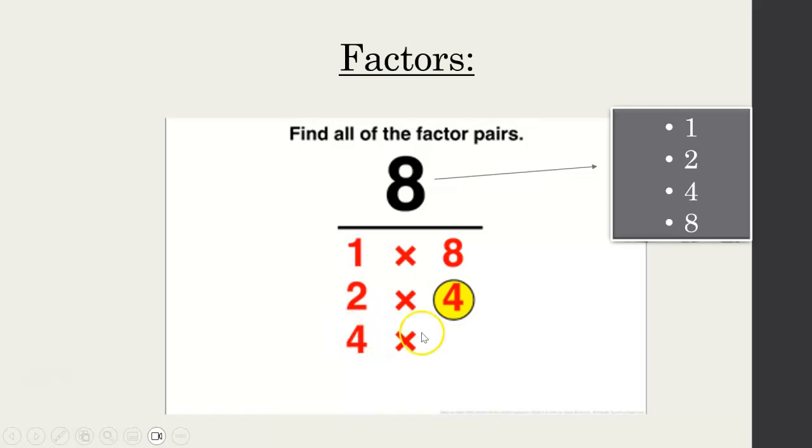Then I'll try 4. Well, suddenly I'm back to 4 times 2 is equal to 8. And once you get above the halfway point, you're not going to find any more. So 4 is half of 8, you can't get any more, so that's it. Then the last one's going to be 8 times 1.